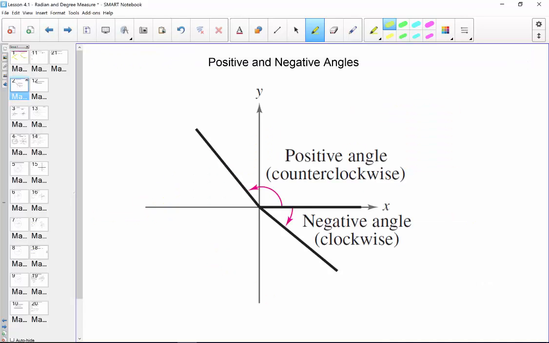There are two ways to measure an angle, either a positive angle or a negative angle. A positive angle starts at the x-axis and goes counterclockwise until we reach the terminal side. A negative angle also starts at the x-axis and goes clockwise till it reaches the terminal side. So remember, a positive angle goes counterclockwise from the x-axis. A negative angle goes clockwise from the x-axis.